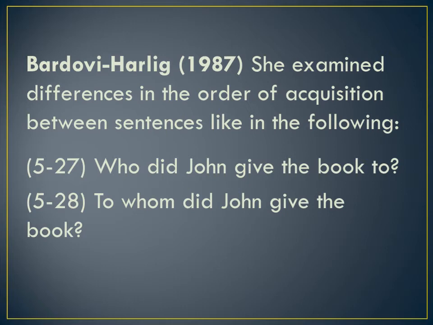However, the data show the reverse pattern. "Who did John give the book to" is acquired before "to whom did John give the book." Bardovi-Harlig identified salience as the main contributing factor to the unexpected outcome. In her terms, salience is defined as the availability of input. It is because there is a greater quantity of input for sentences such as "who did John give the book to," as opposed to "to whom did John give the book," to which learners are exposed, that acquisition patterns are what they are.